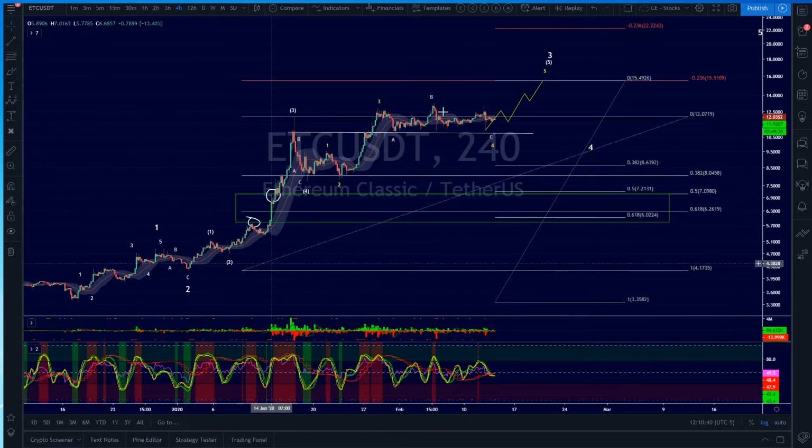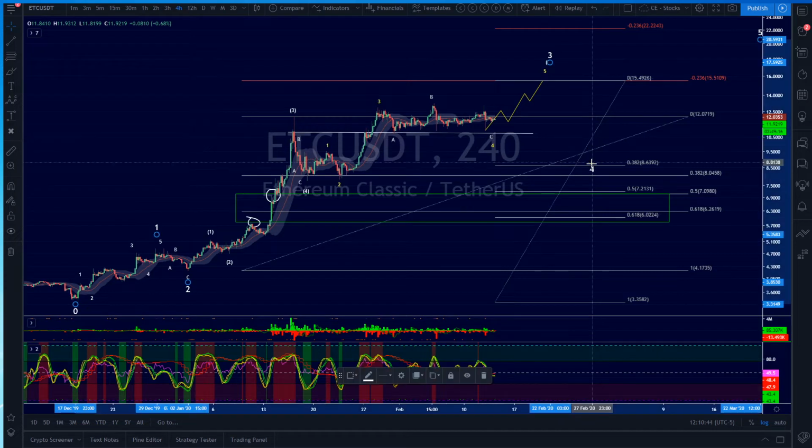But it is very possible, I've got my 4 sitting out here. If this is just a 1, 2, 3, and now we're putting in a 4, we're only going to come to the 382, which is going to be at about $8.64. One way or another, we're going to have to wait and see how high this goes and whether we get a pivot. And when we get a pivot, then we'll watch to see what happens here at the 382.